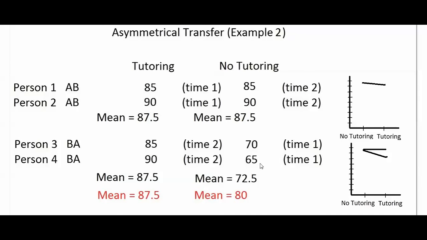So when we just look at the BA people, the mean of these two scores with no tutoring is lower, and the mean of these two scores with tutoring is higher. So we can see this in this graph right here. This flat line is connecting these two means that are both 87.5, and this line is connecting these two means, 72.5 and 87.5. They're not parallel, so there is an interaction between the independent variable and the order of conditions, which is asymmetrical transfer.